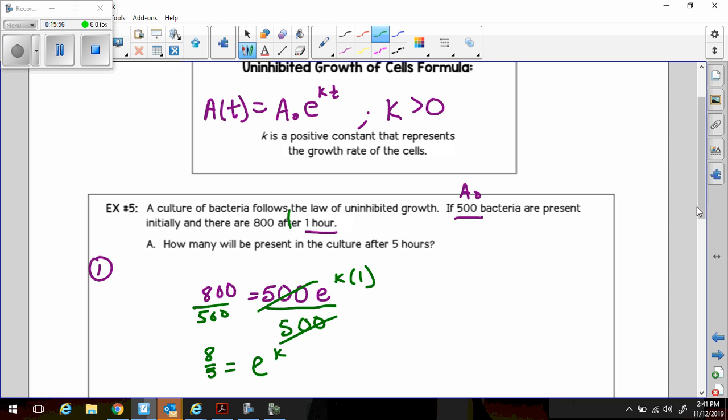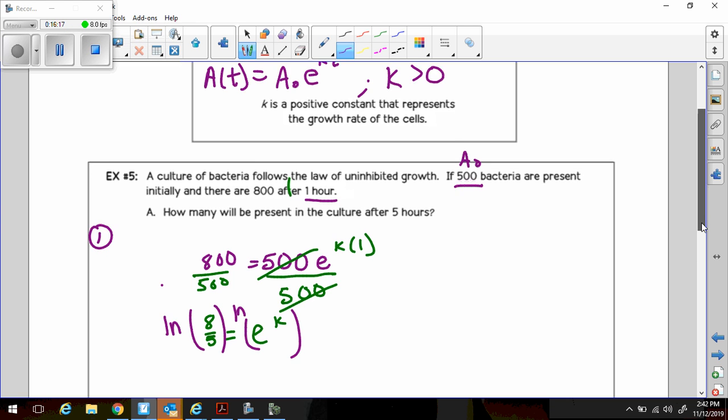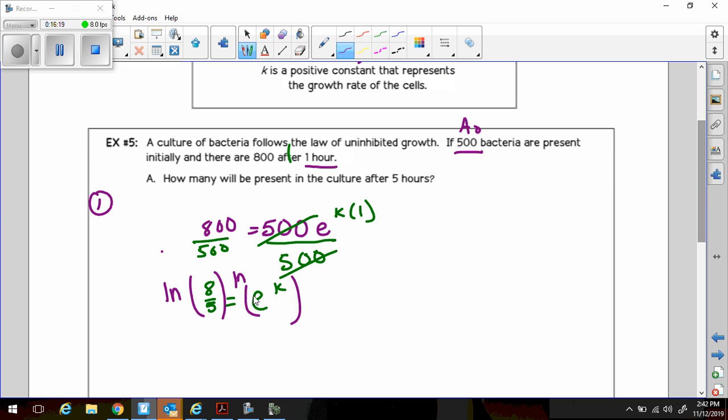Now, we're always going to take the log of this number on both sides, but this one is e. Log base e is a special log. It's called a natural log, ln, and your calculator has a special button for it. Natural log of 8 over 5, natural log of e to the k, which is natural log of e. They always cancel out if we have a log with the same base as this base right here. So this is just going to be k equals natural log of 8 over 5.